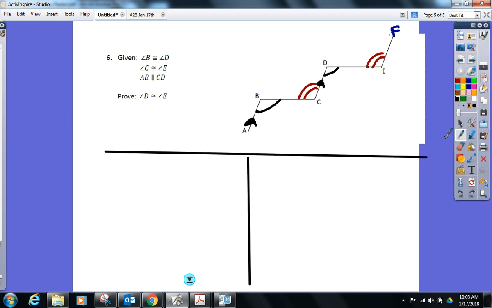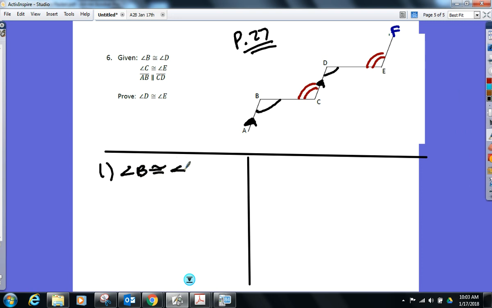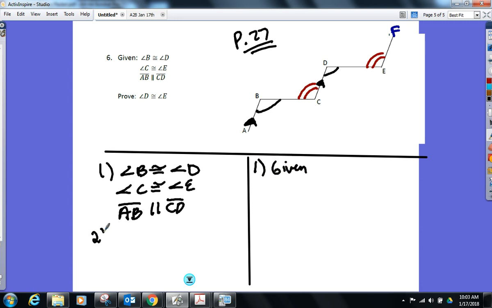What page again, Joanna, for those watching at home? 27. And somehow I got to get D to E.